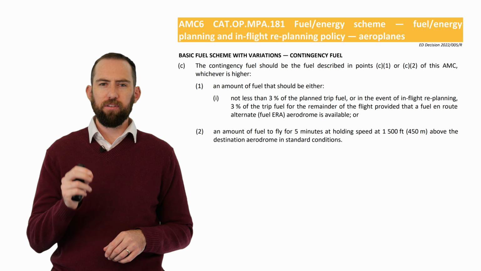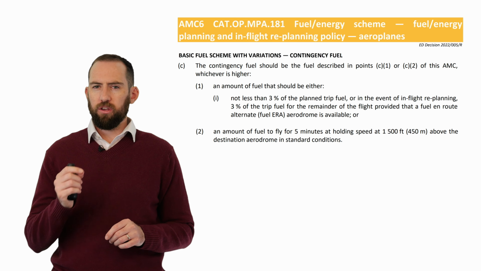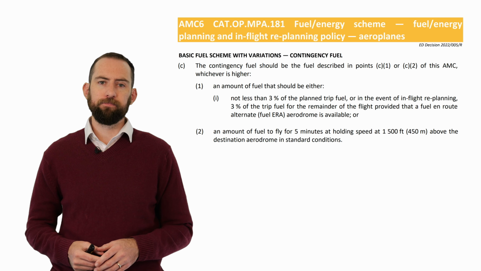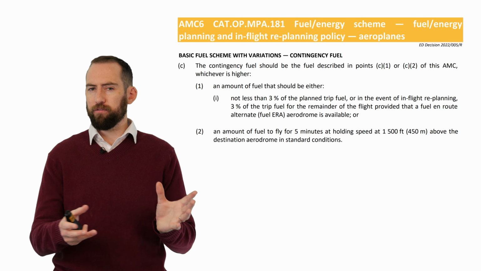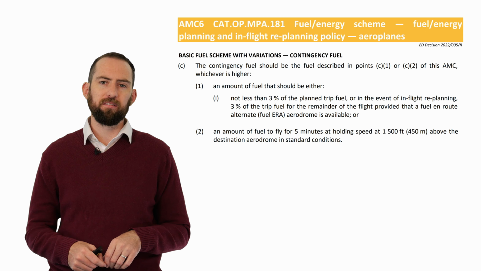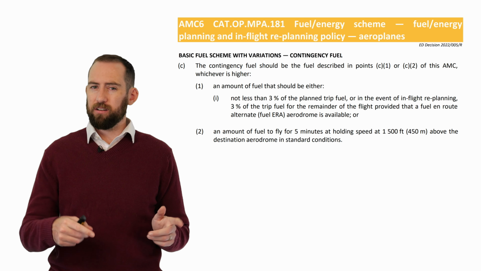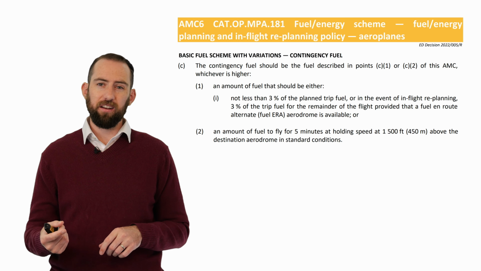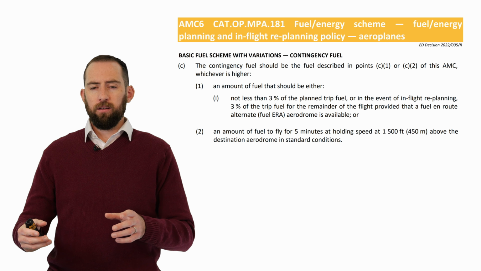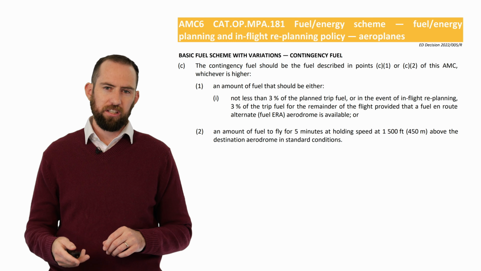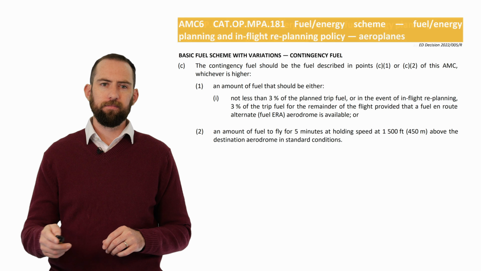Now there is an important caveat here. In order to use the 3%, there must be a suitable en route alternate available, so that the aircraft could divert to it if it became necessary. Now let me be clear, that en route alternate is an entirely different concept to a destination alternate. And in addition, this en route alternate has to be strategically located.